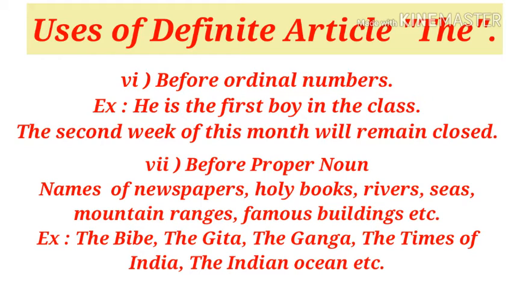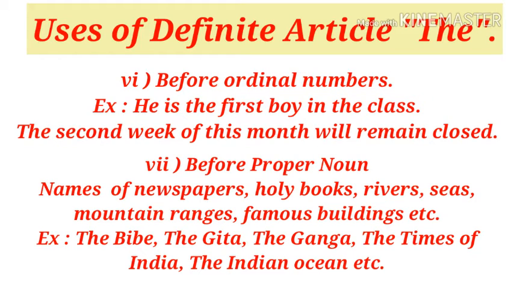Then, in front of certain proper nouns, the definite article is also used. Generally, in front of a proper noun we do not use an article, but in certain situations we may have to use the article, that is, the definite article the. Let us see. It is used before the names of holy books, newspapers, ships, trains, aeroplanes, rivers, seas, and oceans.